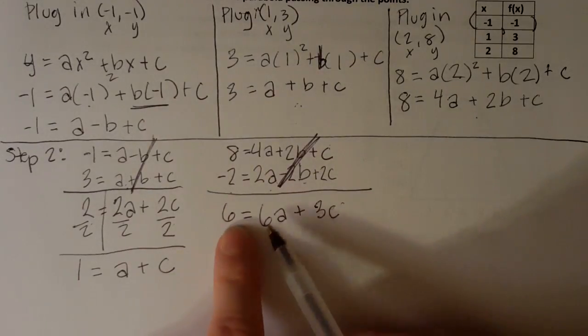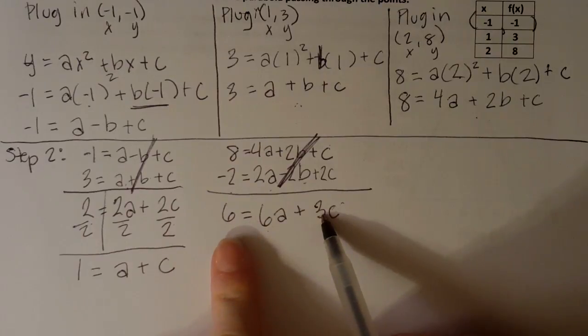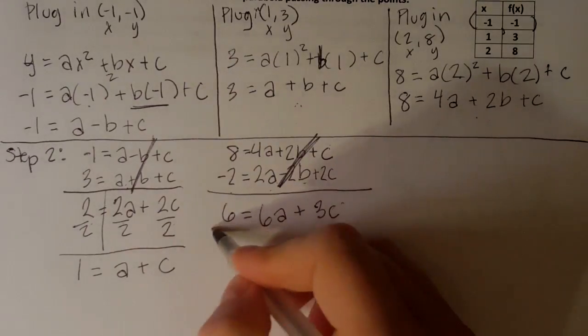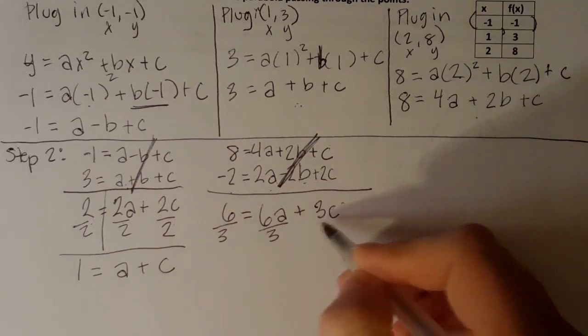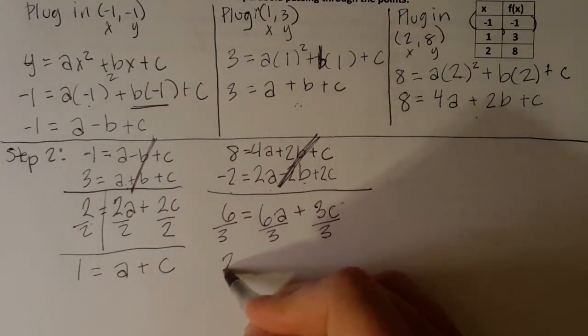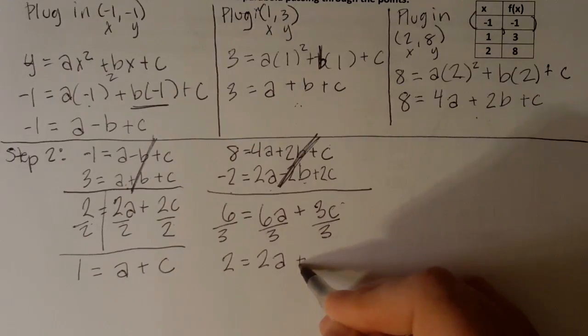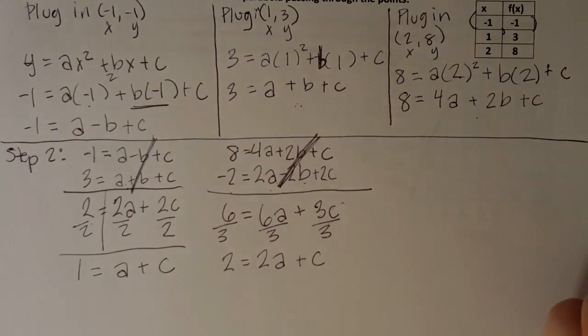Again, I see they're not all 6's, but they are all multiples of 3. So I'm going to do a simplification. That greatest common factor, we've been talking about greatest common factors a lot, is 3. So I'm going to divide by 3, and as long as I do it on everything, then it's legal. So I get 6 divided by 3 is 2, 6 divided by 3 is 2, carrying the a down, plus 3 divided by 3 will just make 1c.